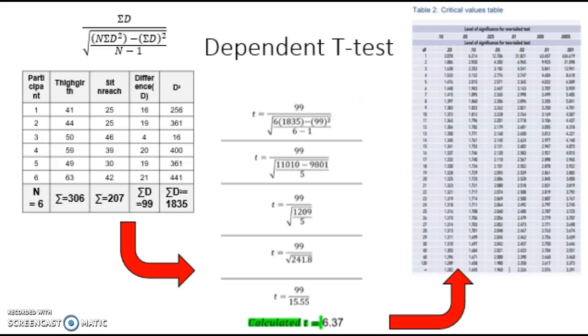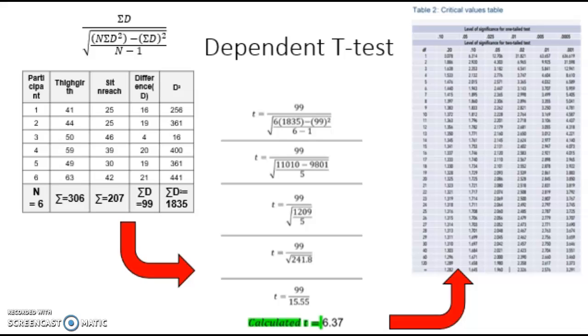To calculate the dependent t-test, you should firstly make a table with the two sets of data, the difference in the two sets of data and the difference squared. You should also include the sum of all of these numbers, as these will help you to calculate this. You firstly put the sum of the differences on the top of the equation. Then you must calculate n times the sum of differences squared.